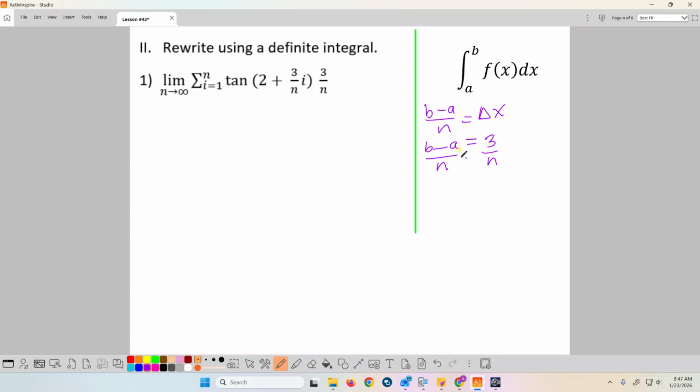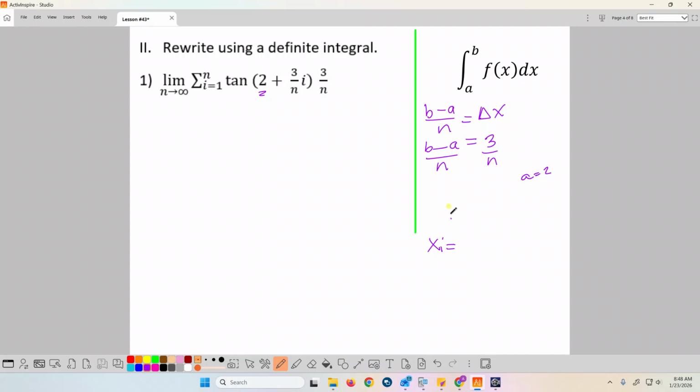Okay, so let's start by saying that b minus a over n is equal to 3 over n. Okay, now do you know anything about b or do you know anything about a? Right? Now, remember that when we did the whole height thing, right, x i here, that always told us like a plus delta x i. So we should have an idea that a is 2, right? Just because I see it right there. So that tells me that a is 2.